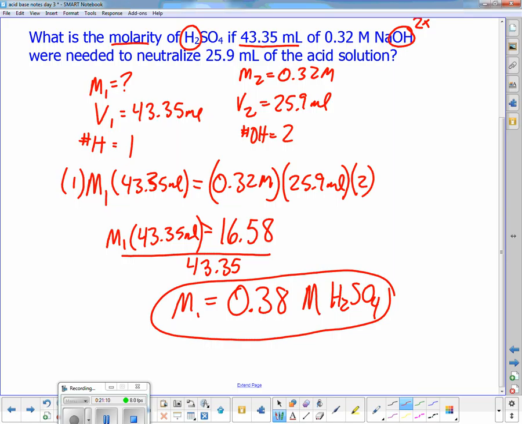Do I need to put it in parentheses? No, you should be able to see what you're doing. 0.32, 2, and 2. Oh, because you're in scientific notation, so times it by 10.